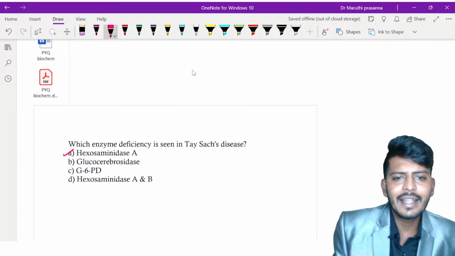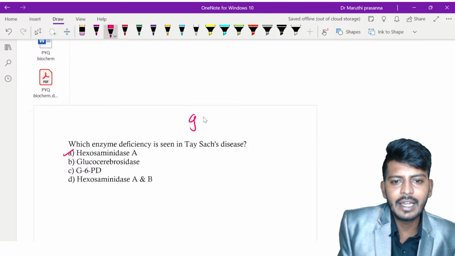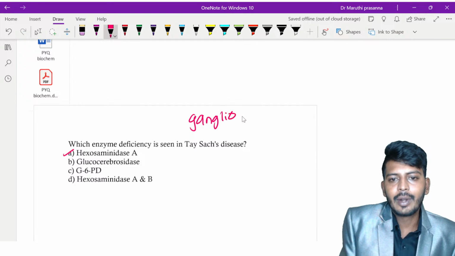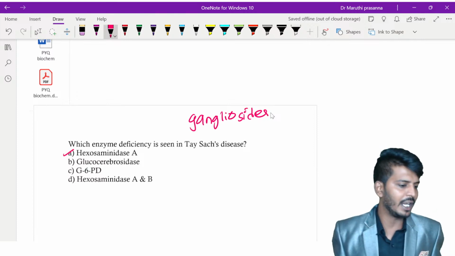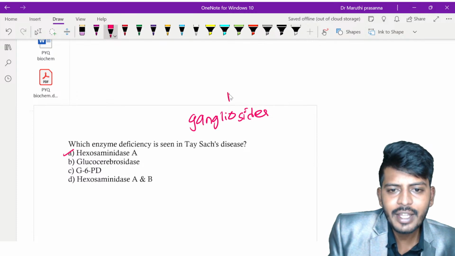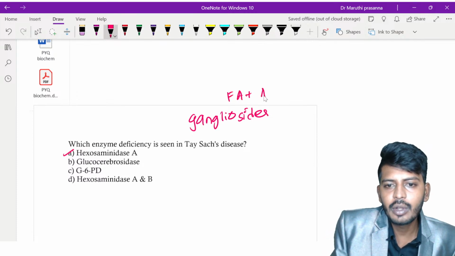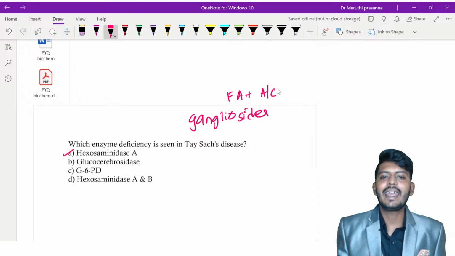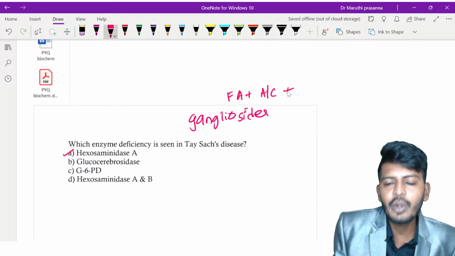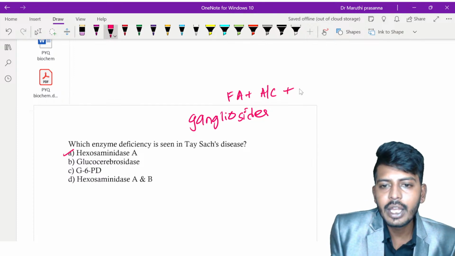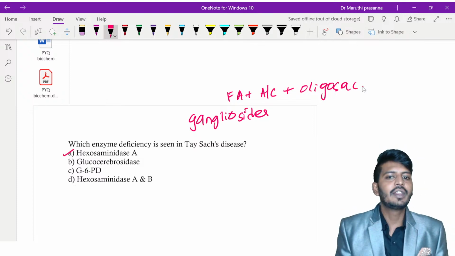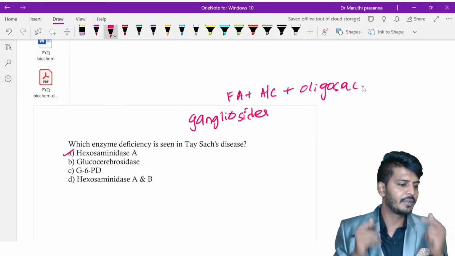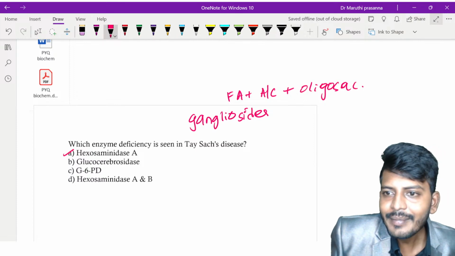So we have something called gangliosides. What are those? Gangliosides. These gangliosides, my dear students, are a combination of three important things. What are the three things? One is fatty acid, and one is alcohol, basically. So fatty acid plus alcohol plus one more substance, that is oligosaccharide. So these are called gangliosides. All of you are absolutely correct. So your answer is A.